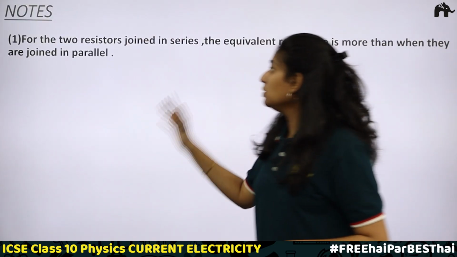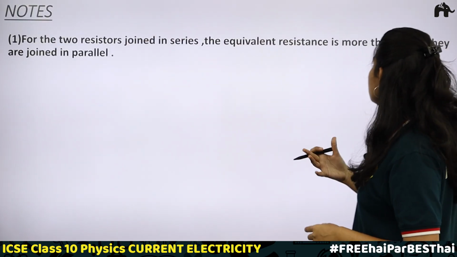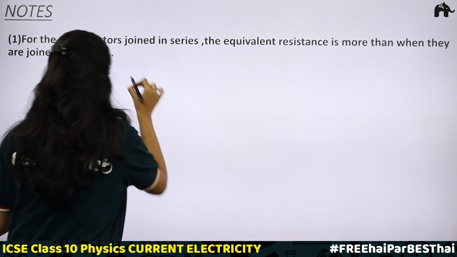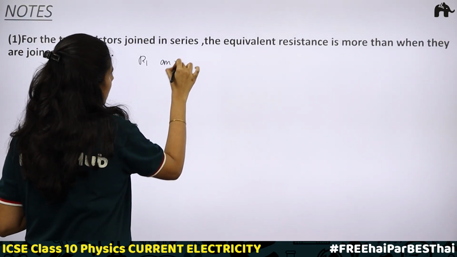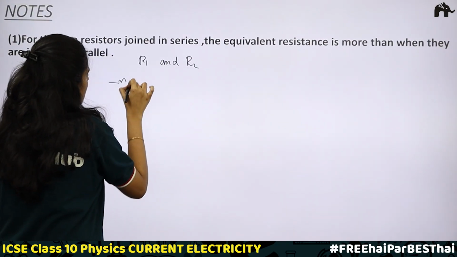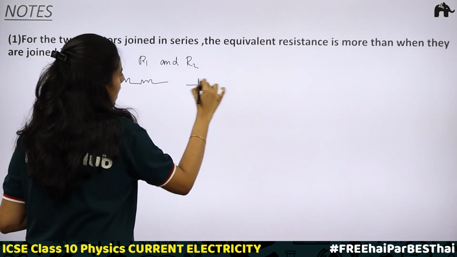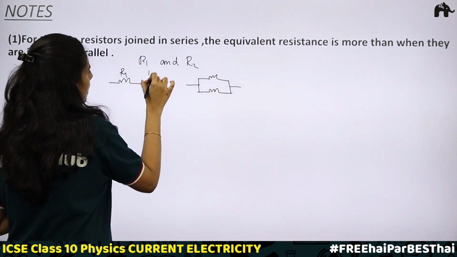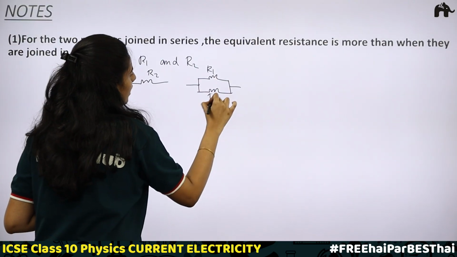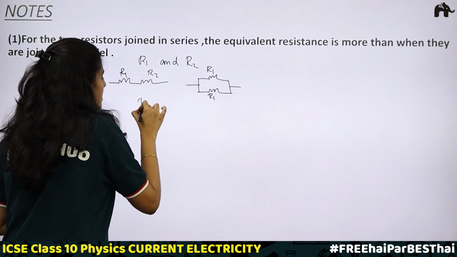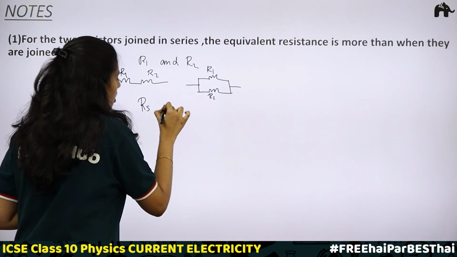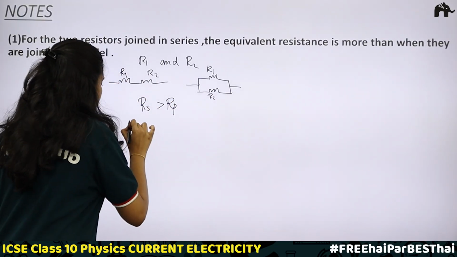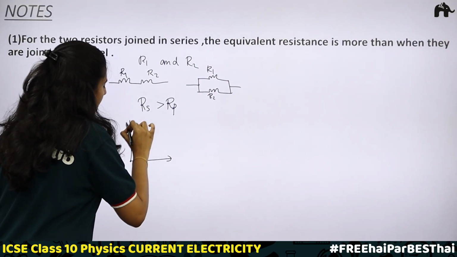The first one: for two resistors joined in series, the equivalent resistance is more than when they are joined in parallel. If you have two resistors, R1 and R2, okay, this is the series combination and this is the parallel combination. We know that the effective resistance in series combination will always be greater than the effective resistance in parallel combination. Now, we have studied about the VI graph and IV graph.